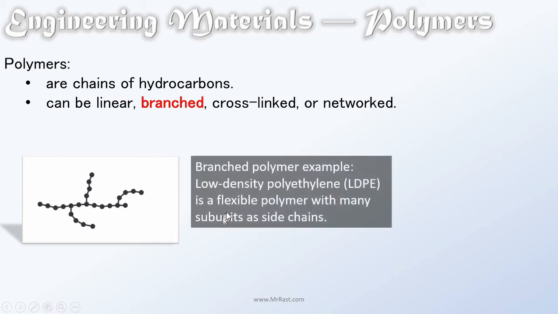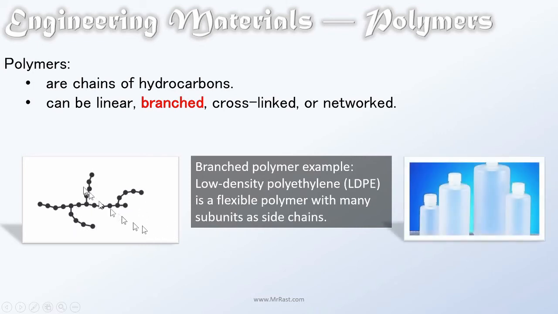And so an example of branched polymers are low density polyethylene, or LDPE. You might see this on labels on plastics and stuff like that. These polymers are flexible and have many subunits and side chains. So it makes it less dense and it makes the plastic flexible. And you might relate to this with your plastic bottles, probably have an LDPE stamp on it somewhere. And these are, again, flexible.